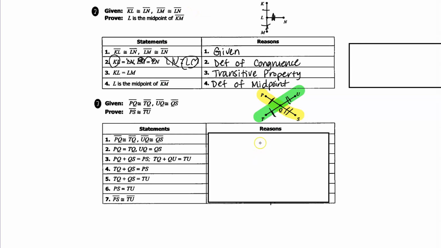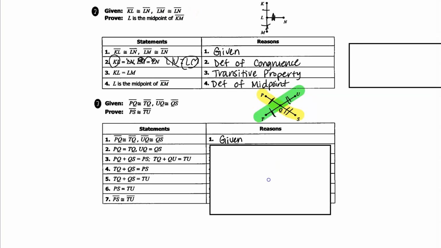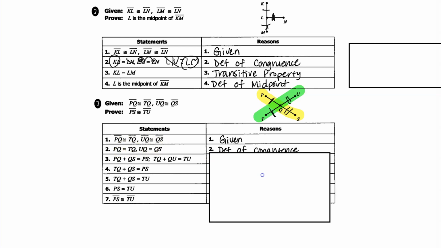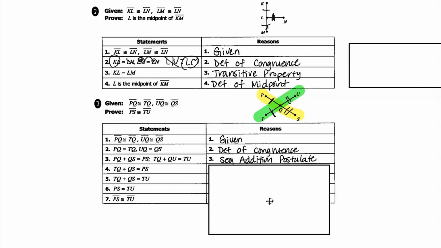So first thing we always have is what's called, right, our given. Now, notice that these are the same statements just written with congruence and not congruence. So that's just going to be the property of congruence. And this just says PQ plus QS equals PS. So let's look at that. PQ plus QS equals PS. And isn't that the segment addition postulate, like TQ plus QU equals TU? So it's a segment addition postulate.